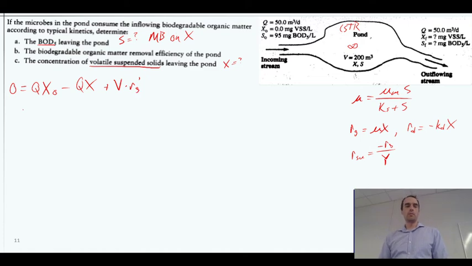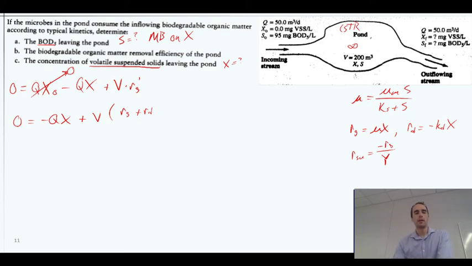So we'll expand that in a moment. Given that we have no X coming in, this becomes 0. And that means we have 0 equals negative QX plus the net growth rate in that volume. The net growth rate we said was RG minus RD, or I guess plus, so the minus will be included.